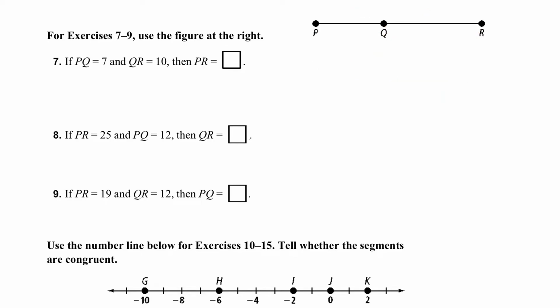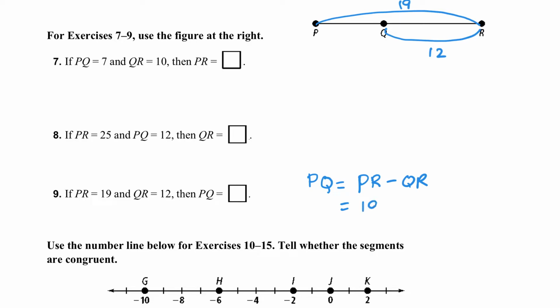I'm going to go ahead and do number 9. We know the distance from P to R is 19. I know the distance from Q to R is 12. So you know that to find the distance of P to Q, you're going to have to find the distance of P to R minus Q to R. So P to R is 19 minus 12 gives you 7. The distance is 7.